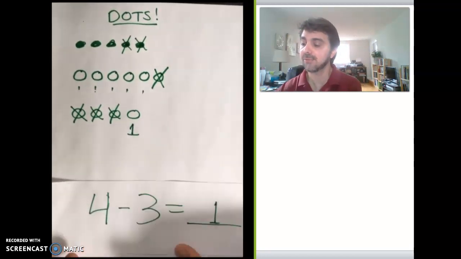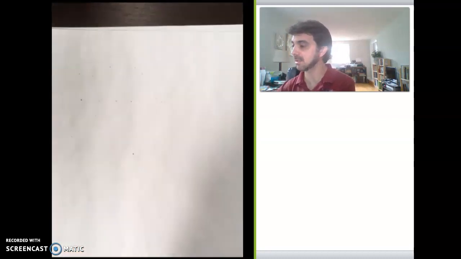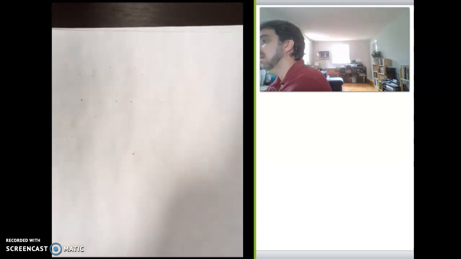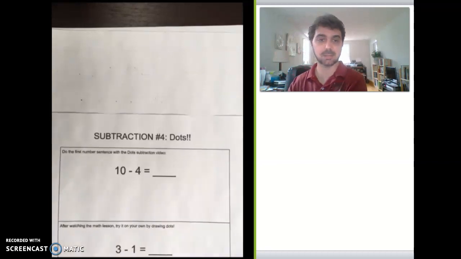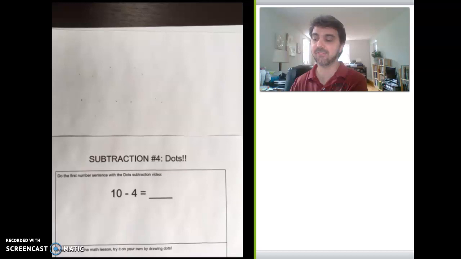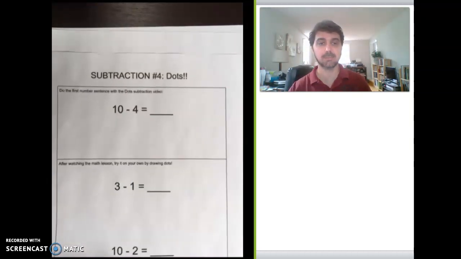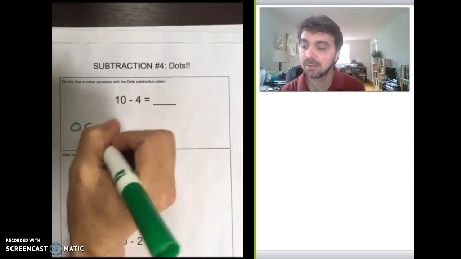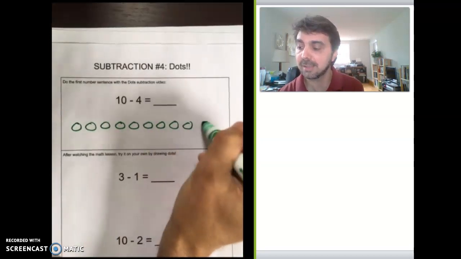All right, so if you have the paper, it looks like this, subtraction with dots, okay? And it says 10 minus 4. It's a lot of dots, right? So let's, actually I'll move it up like this. Let's draw 10 dots. 1, 2, 3, 4, 5, 6, 7, 8, 9, 10.